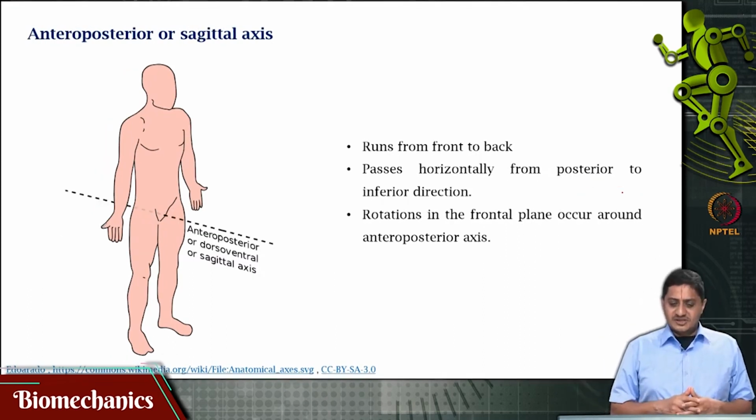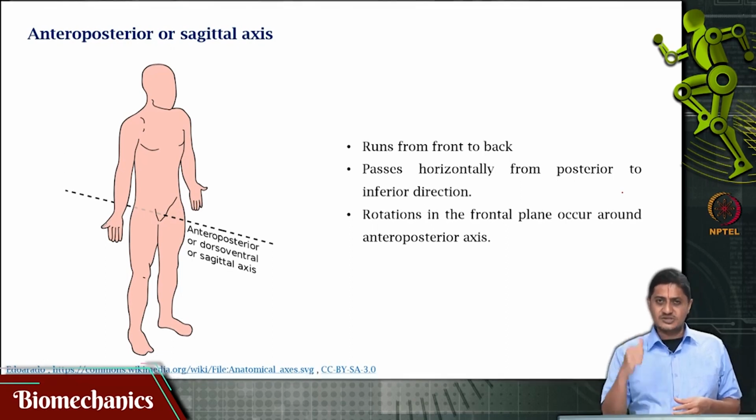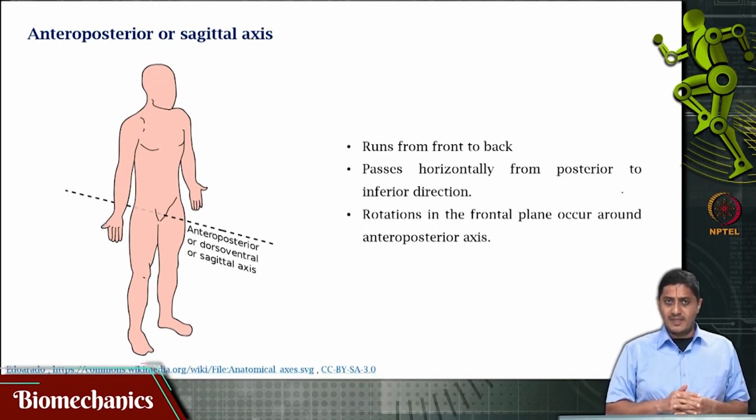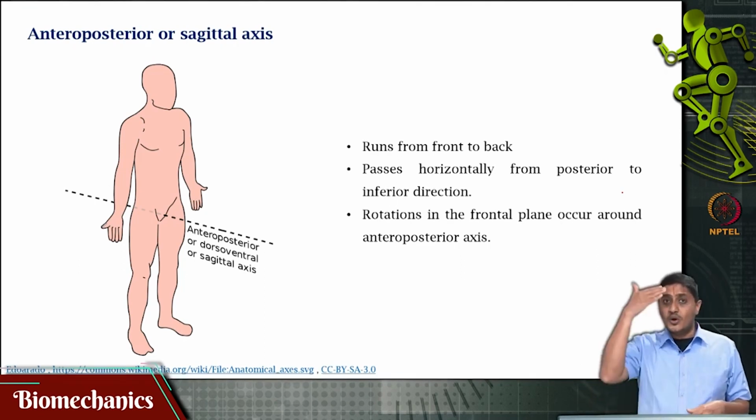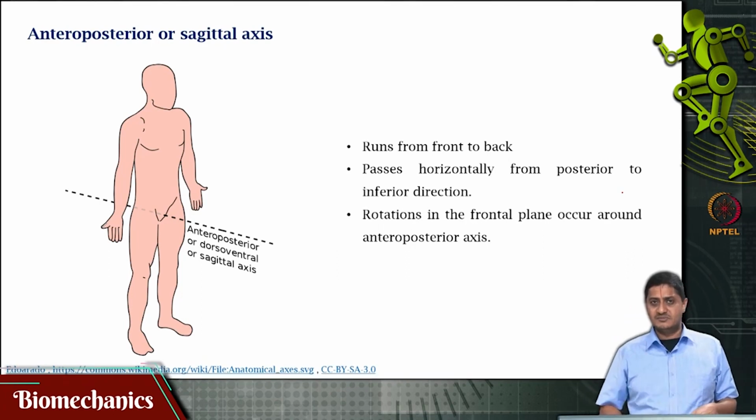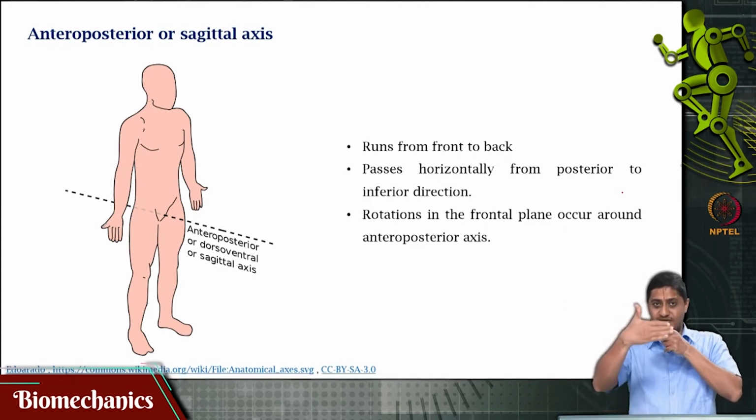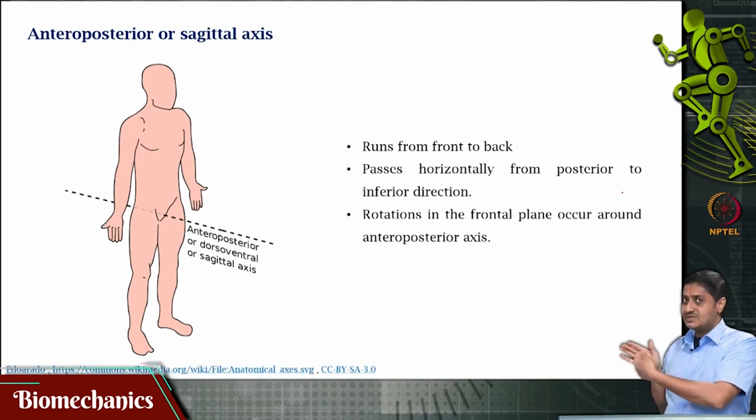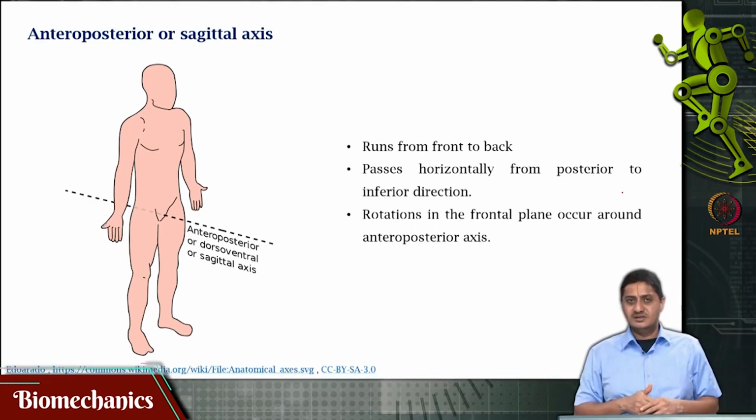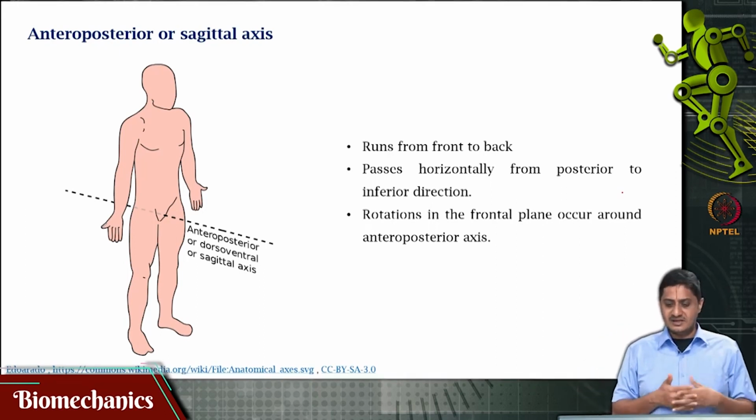Then you have the anterior posterior axis. This runs from the front to the back. It passes horizontally from the posterior, meaning the back, to the anterior direction. So, any movements that happen in the coronal plane, in the frontal plane, will happen about this axis, is it not? Because this is the frontal plane, and an axis that is perpendicular to this is the one about which the rotation will happen. That axis is the anterior posterior axis.